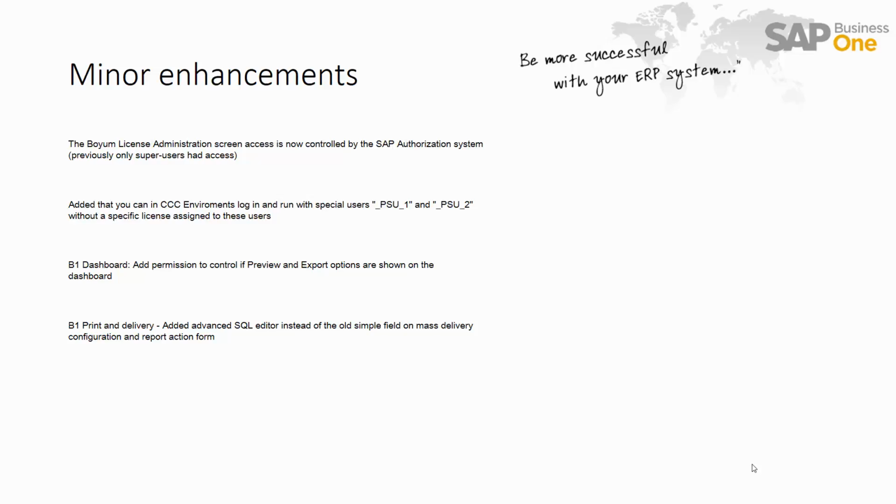Also for CCC environments, you can now log in with the special users underscore PSU1 and PSU2 without having a specific license assigned to these users. You still need the usability package license, but you don't need to assign the license to those because they are the support users, instead of needing an extra license in that way.